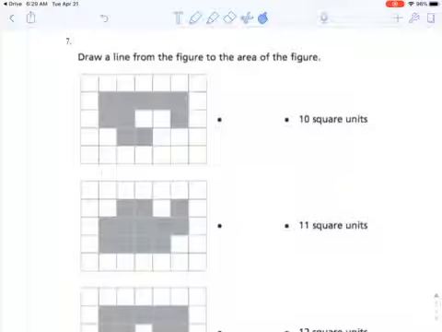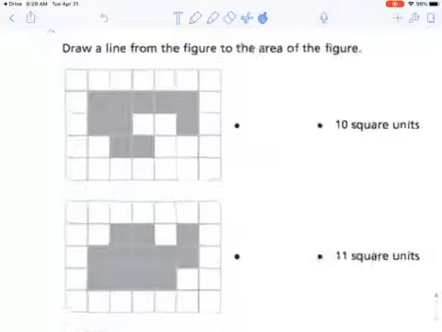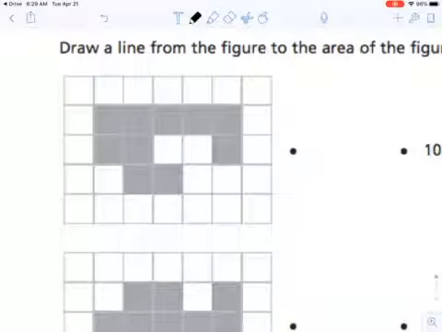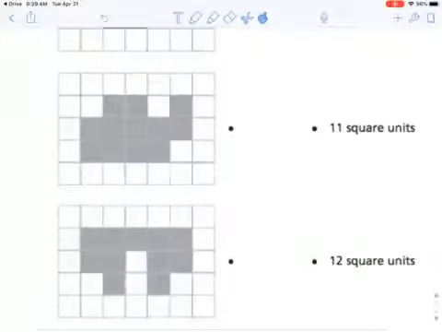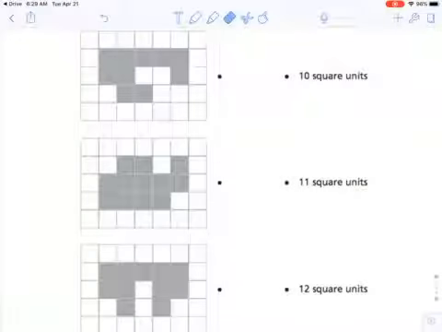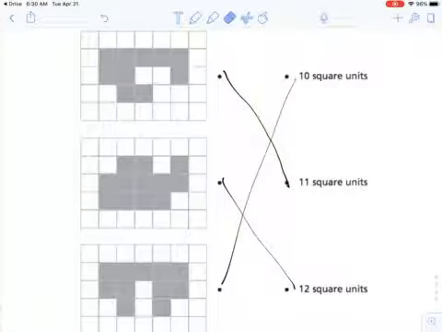Number 7, draw a line from the figure to the area of the figure. So for this one, I would just figure out what the area is first. If you think this one is 8, just write 8 right there. Then I would do all 3 of these and try to match them up. We can see that I'm wrong because there's no 8 there. I would figure out the area first, then try to match them all up. Then I could go down to there, down to there, down to there, or whatever it's going to be.